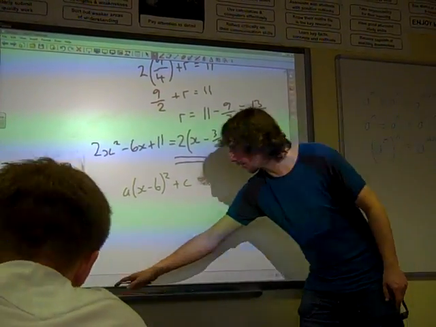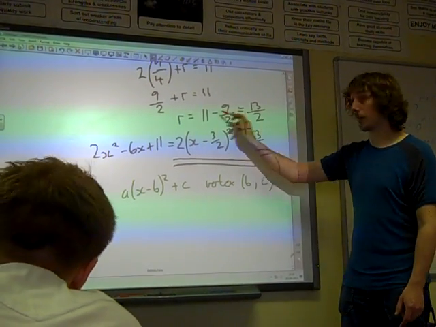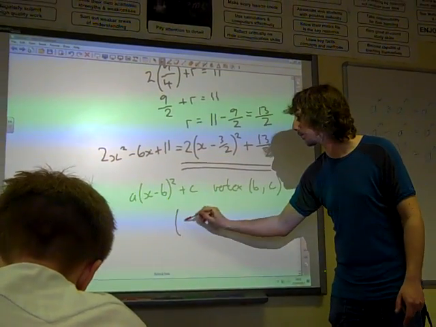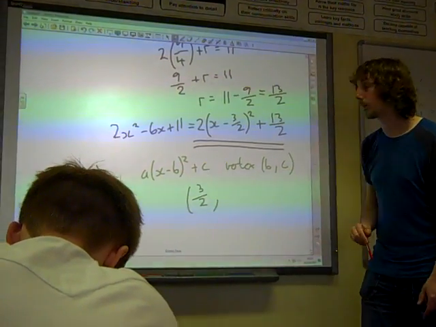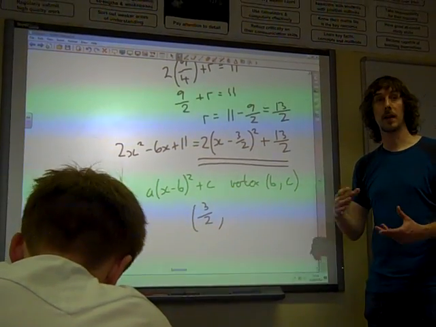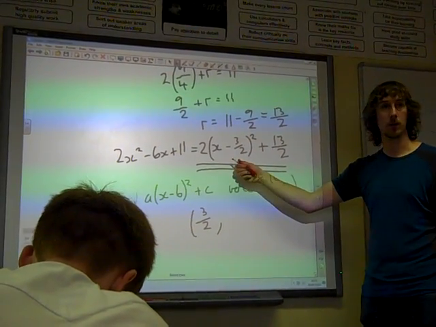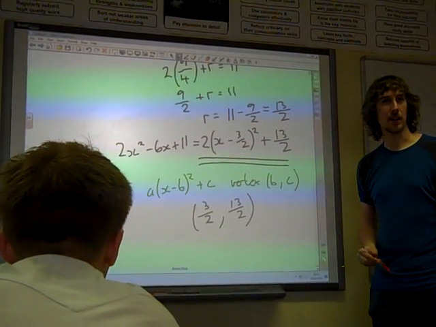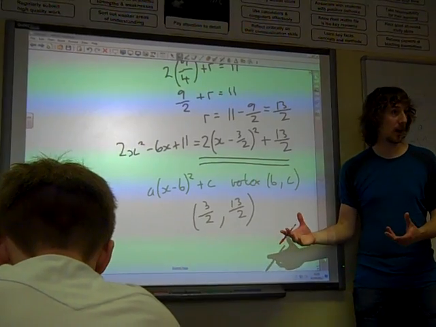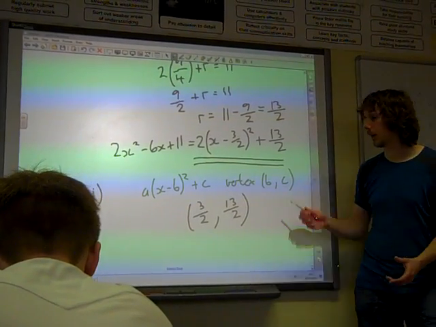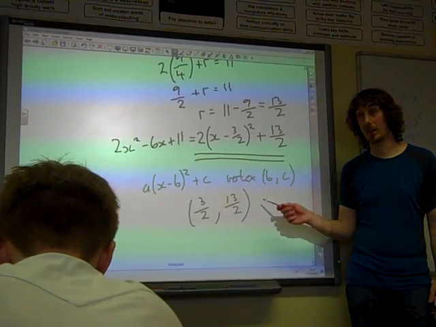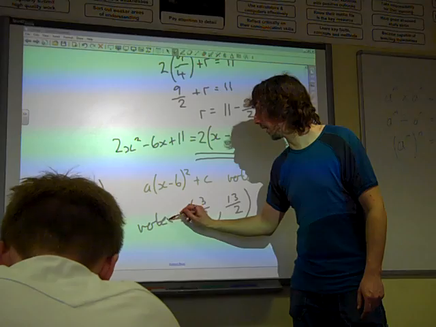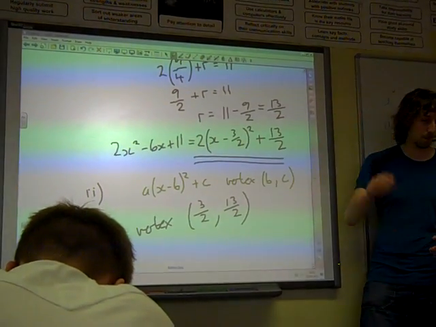So in our case, looking at what we've got there, it's whatever x value makes the bracket 0. So 3 over 2. And the y value is whatever would be left hanging around if that bracket was 0. 13 over 2. That's it. And for doing no work, that's a really soft couple of marks. If you can just remember, completing the square always leads to that conclusion with the vertex. The vertex, of course, means the point, the turning point.